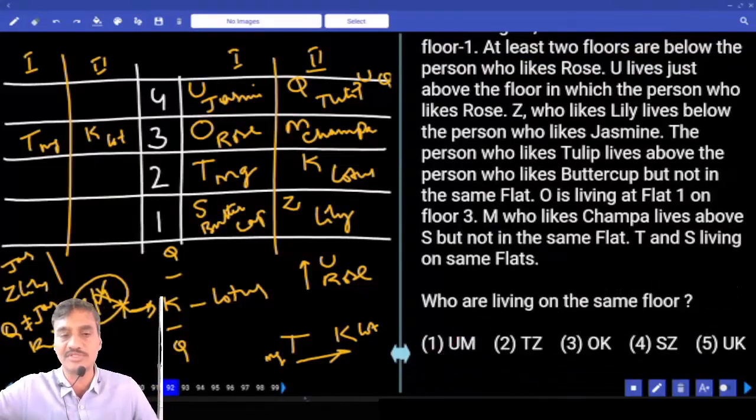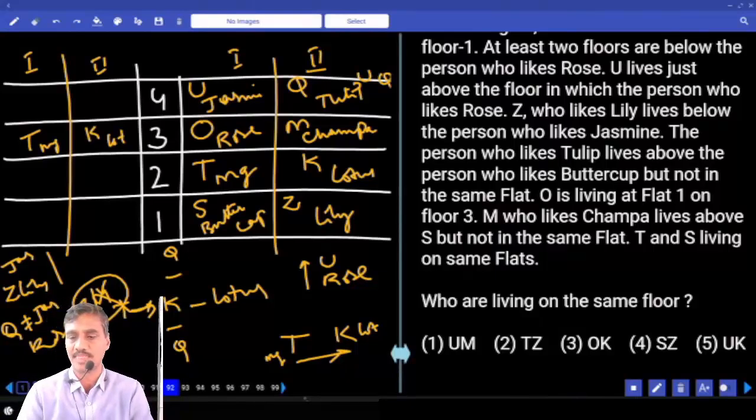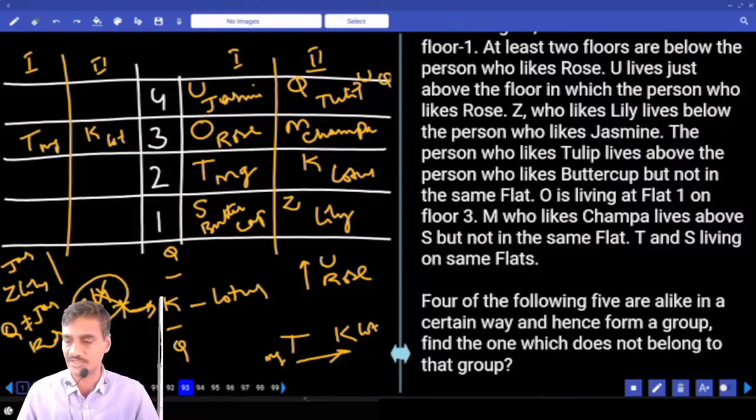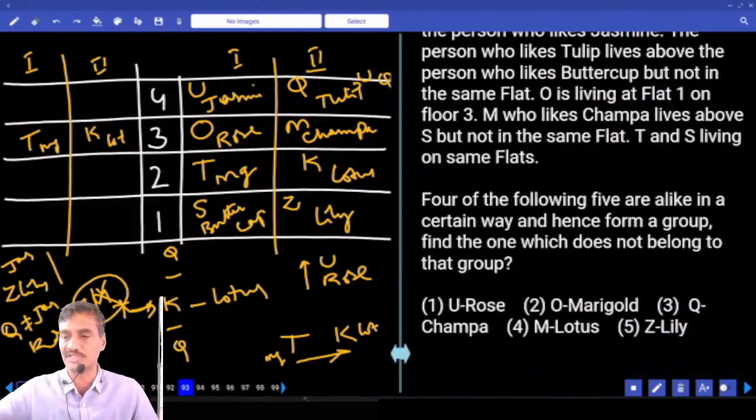And who are living on the same floor? Now U and M, are they living on the same floor? Next one, T and Z, no. O and K, no. S and Z, yes. Choice for question number 92. And which one of the following is nothing but an odd man out? U, the one who likes rose.